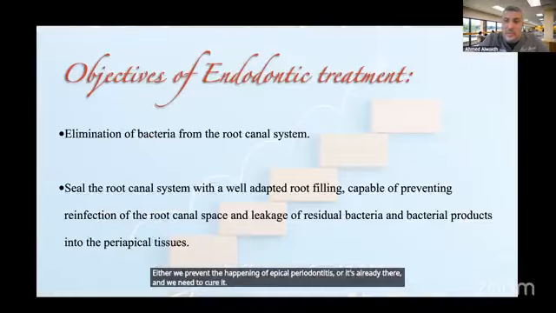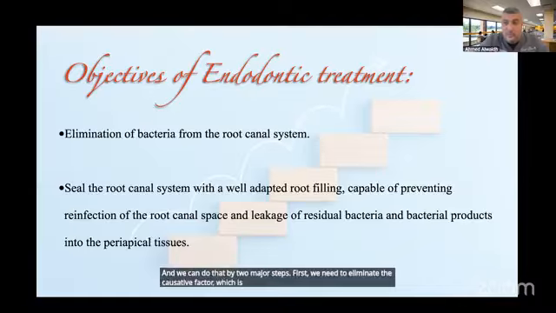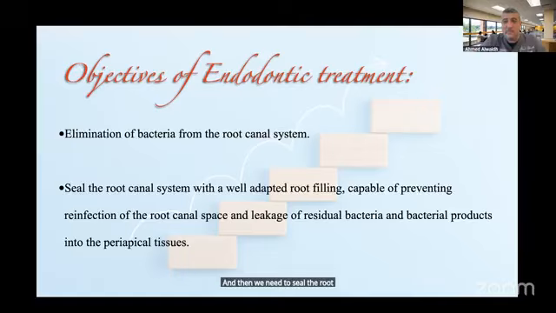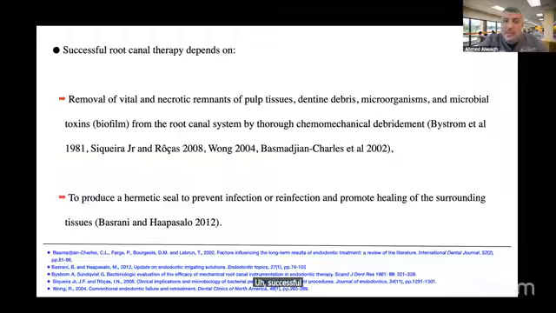And we can do that by two major steps. First, we need to eliminate the causative factor, which is the bacteria, from the root canal system. And then we need to seal the root canal system with a hermetic seal to prevent reinfection. Successful endodontic therapy depends on the removal of bacteria.